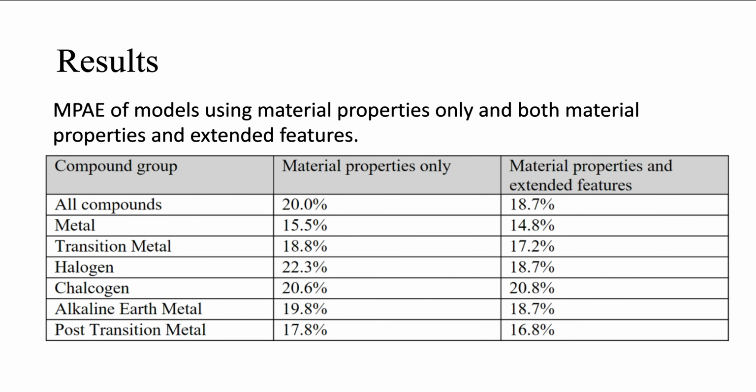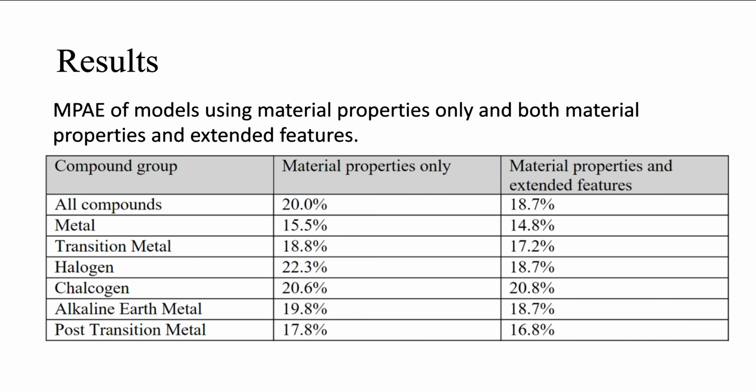This table shows the error of each machine learning model. Overall, separating materials into compound groups decreased this error. For example, look at the first 2 rows. The model trained on all compounds had a 20% error versus the metal compound group, which only had a 15% error. Training on both material properties and extended features also improved the accuracy.